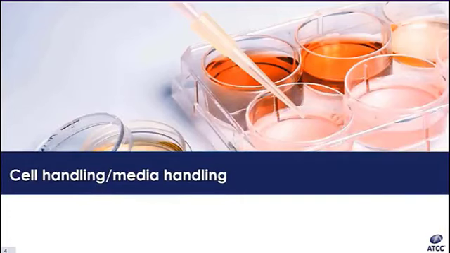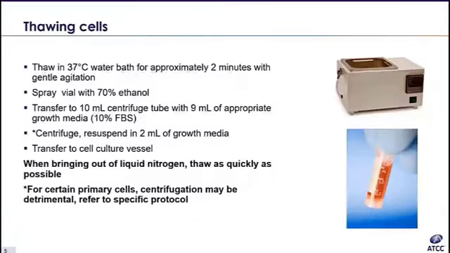So we're first going to start with some cell and media handling techniques. To start with thawing, when ready to thaw a vial of cells, the most important factor to note is that unlike freezing cells, thawing cells should be performed as quickly as possible to remove the cryoprotectant from the cells. For best results, place the vial in a 37°C bath for approximately 2 minutes, gently agitating the vial to break up the ice. After removal from the bath, make sure to spray the vial with ethanol for decontamination.